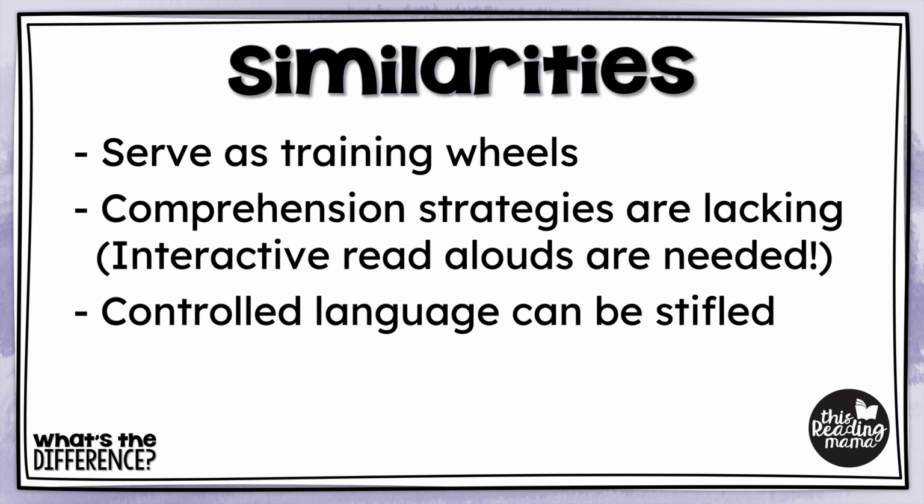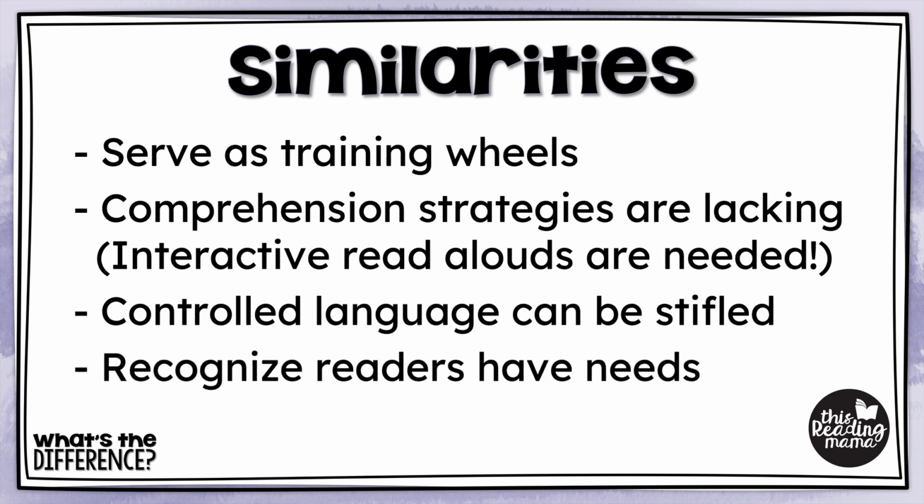Another similarity is that both kinds of text can use controlled language, which can sound stifled. This was my main complaint with decodable readers years ago, but it certainly can happen with leveled readers too. One more similarity, teachers that use either kind of text recognize that one size does not fit all. Readers have different needs, and they're not all on the same developmental level.